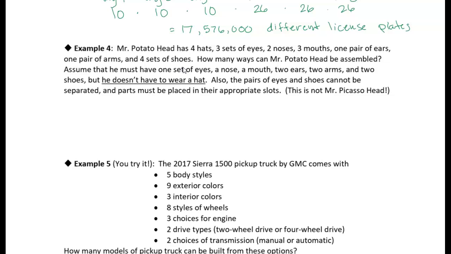Okay, so those are important. Also the pair of eyes and the shoes cannot be separated, and parts must be placed in the appropriate slots. So he can't split the shoes up. He can't put one from one pair and another one from another pair of shoes. They're stuck together, and we can't put the nose in the ear hole. So we're going to assume that we're placing everything in the appropriate spots.